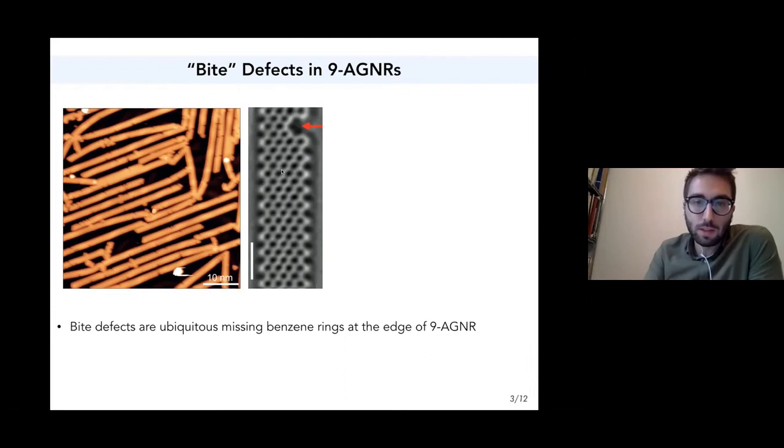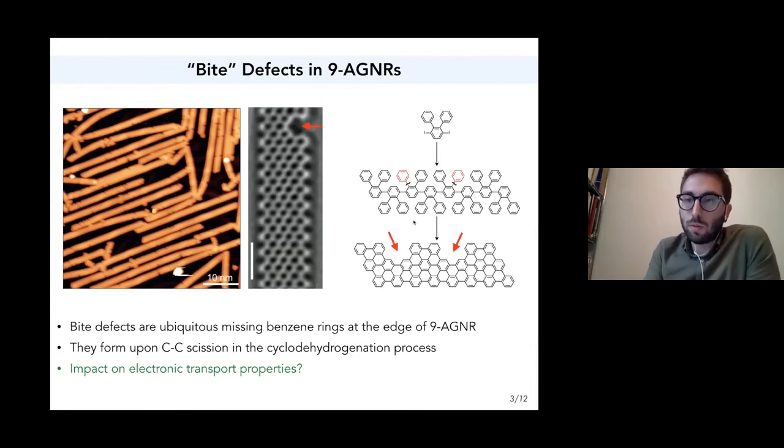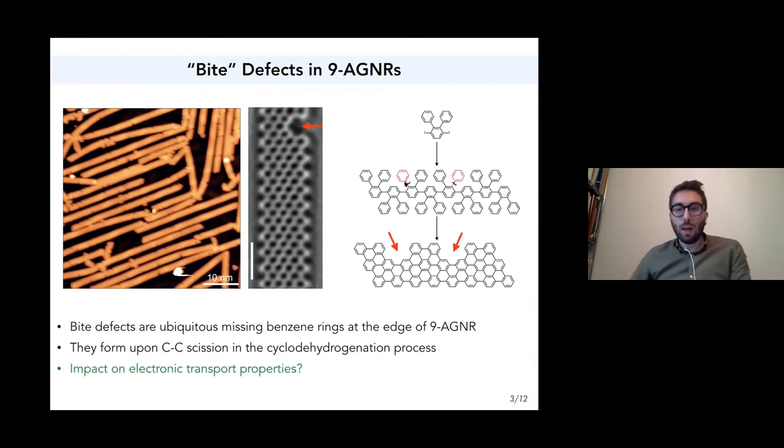Now, these defects form during the dehydrogenation step of the synthesis reaction, when one phenyl, or in general one benzene group, cleaves, and they form in the final product. So if we really want to use graphene nanoribbons for electronic devices, we have to understand what the impact of these defects on the charge transport is.